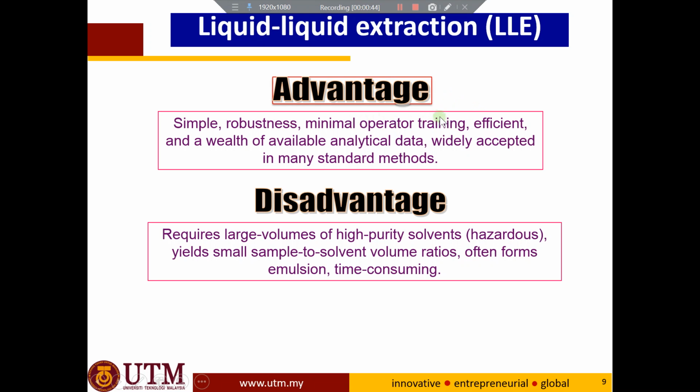Minimum operator training means you don't need anyone to train you. For example, when you get the next method, you don't need anyone else to train you, you just read the method and you can operate by yourself. It's really efficient. It depends, actually, if the method is already optimized and has become a standard method, then it can be efficient.